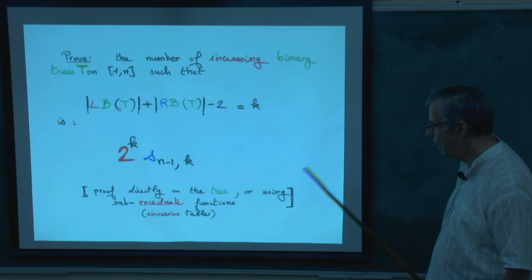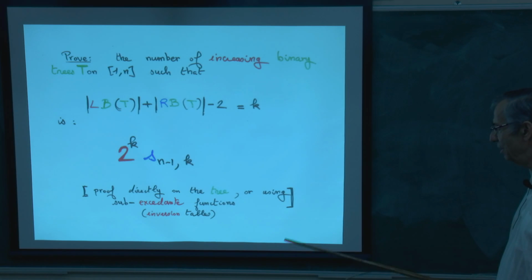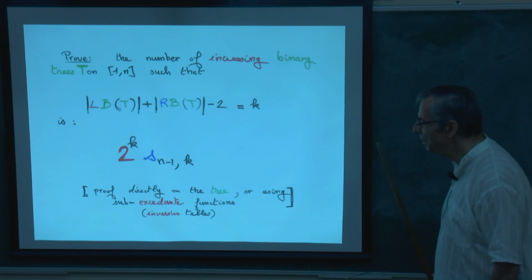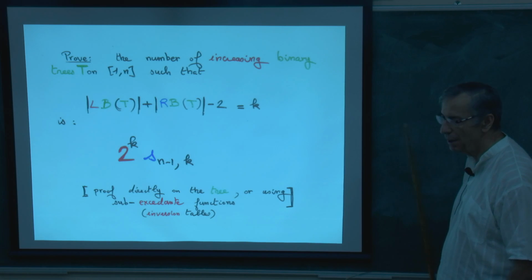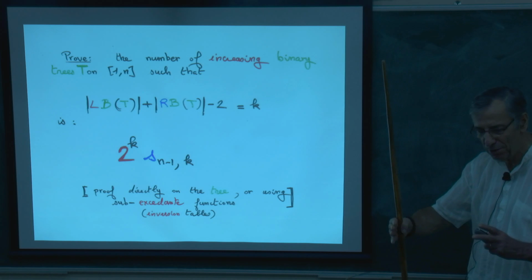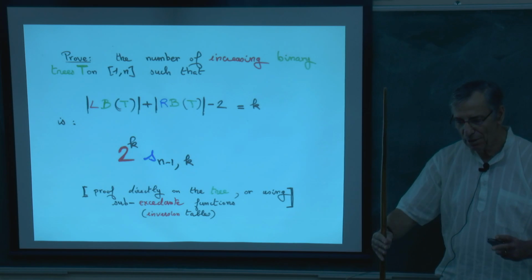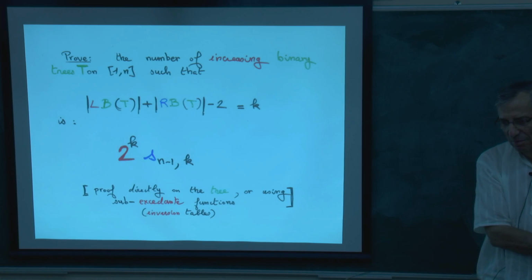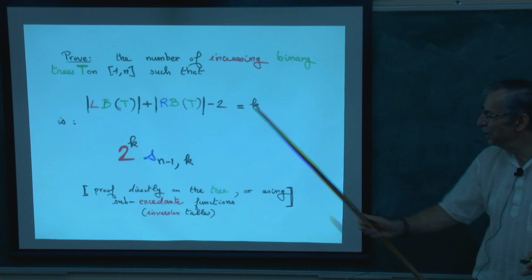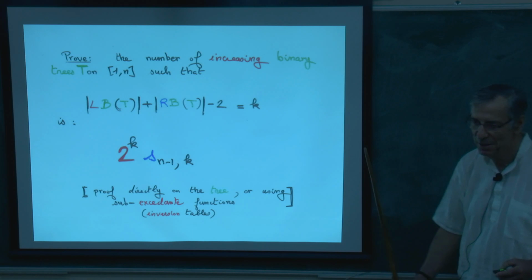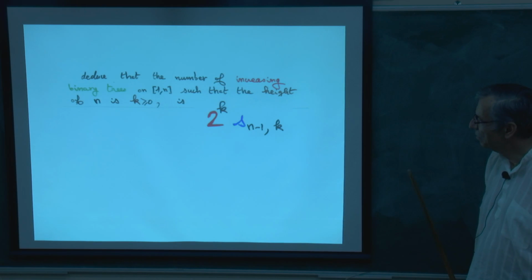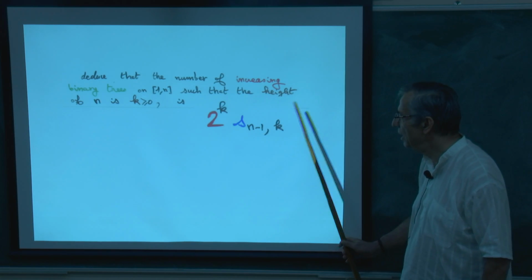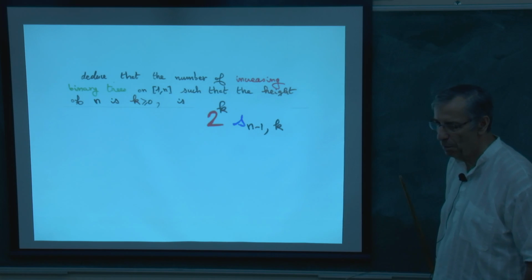And then the proof, you can do directly on the tree, or you can go back to the exceedance function or inversion table to get this proof. The idea is you have parameters: number of left to right minima, length of the left branch, length of the right branch. You are going to put everybody on the same side. But there is a color involved. The color is going to be the 2, which is here. Deduce the number of increasing binary trees such that the height of n is k, is this.